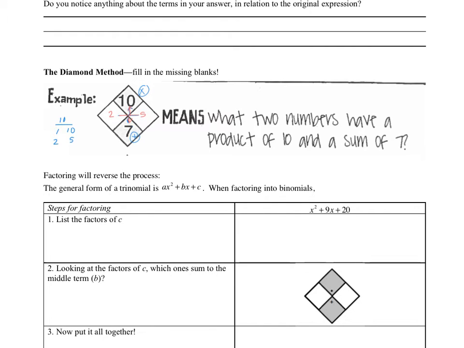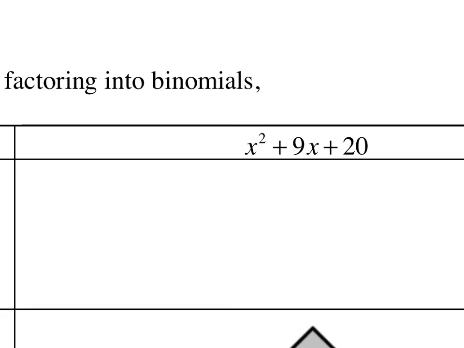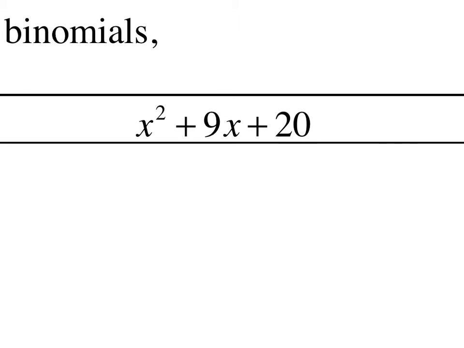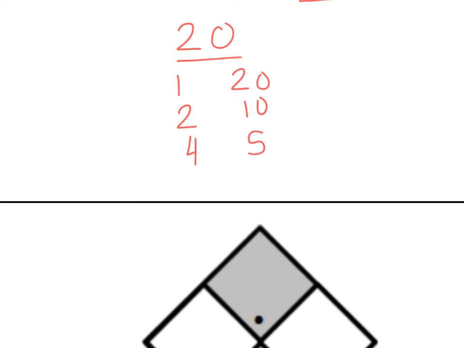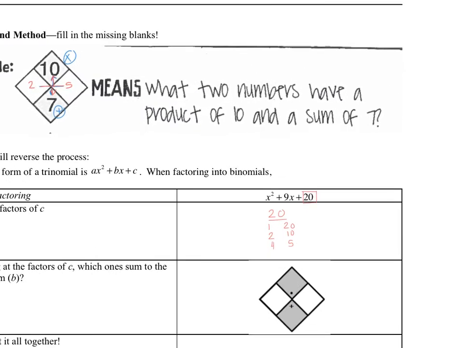So here are the steps of factoring. List the factors of c. So for this expression, I have x squared plus 9x plus 20, and the first thing I want to do is list the numbers that multiply to 20. So the numbers that multiply to 20 are 1 and 20, 2 and 10, and 4 and 5. You can also find these by using your head and by using the factor pairs from 1 to 100 sheet that I gave you last year that I told you not to throw out. So now that we did that, we now go to step 2.